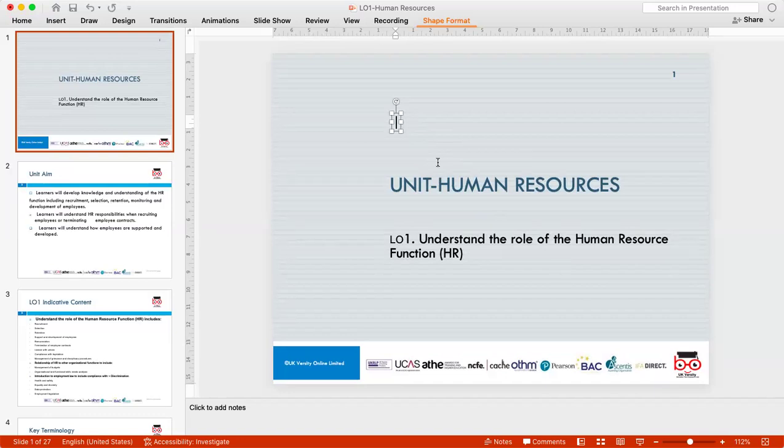So in this unit, human resources, we are going to understand the role of human resource function. Why do we need to understand the function of human resource? We need to understand the role of human resource function for various reasons, and we are going to discuss them in this unit.